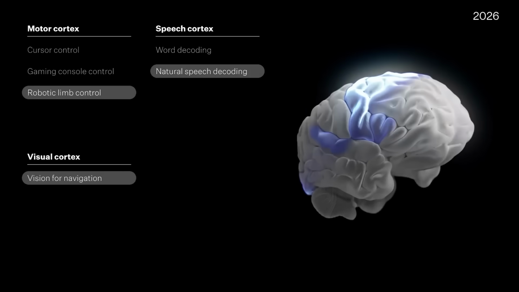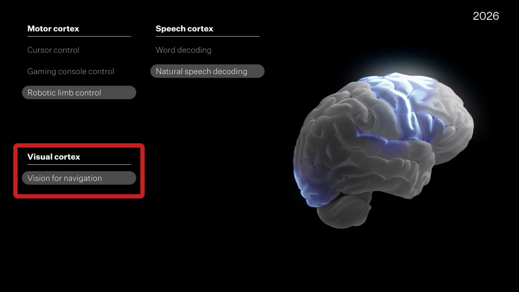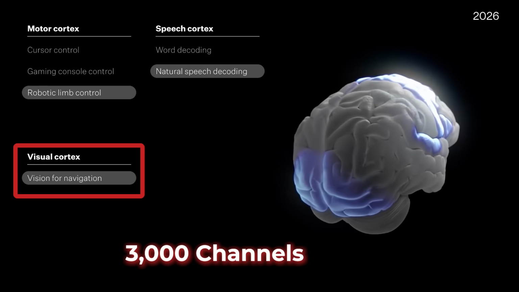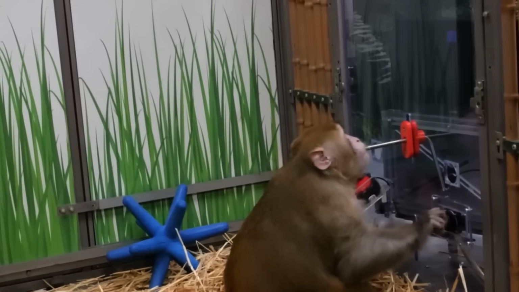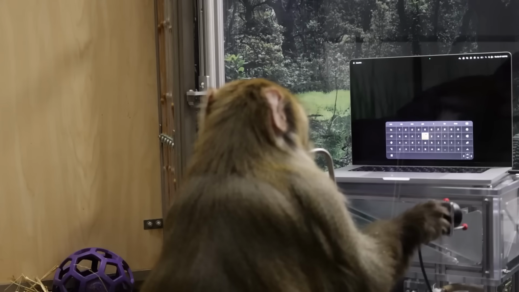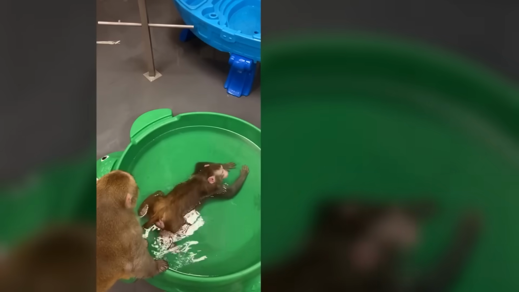In 2026, the first BLINDSIGHT patient receives visual input directly to the brain using 3,000 electrodes and no working eyes required. This is something that Neuralink has already been testing on monkeys for years, and they feel very confident that it's ready for the first human subject.